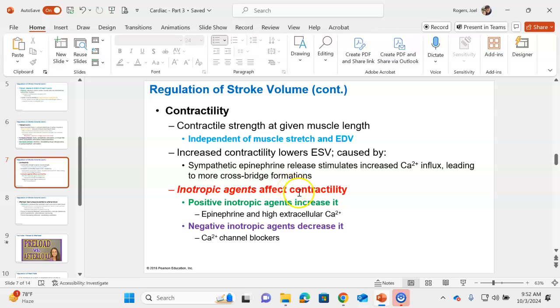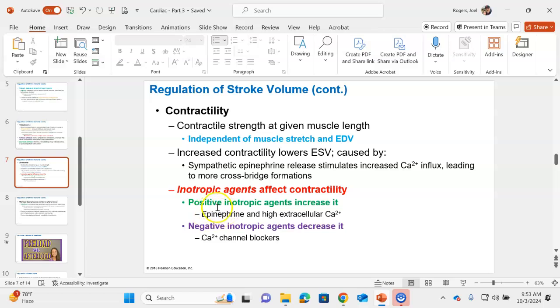But if you think about it, can we increase contractility? Absolutely. Can we decrease it? Absolutely. So anything that increases contractility, we would call a positive inotropic agent, or a positive inotropic factor, or I've heard it called a positive inotrope. So anything that increases contractility will be a positive inotropic agent. So epinephrine, for example, is in that category. High extracellular calcium could be in that category as well, because remember, if there's more calcium, more cross bridges, more force.